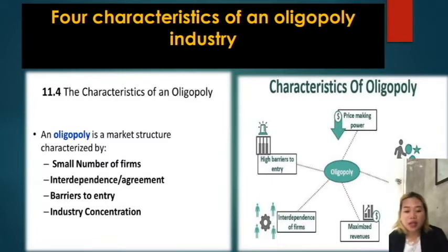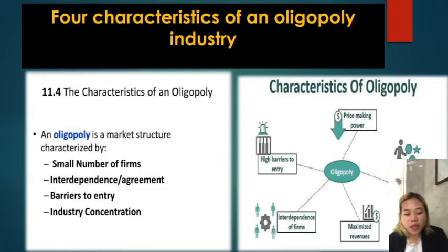The third one is interdependence. Since a few firms hold a significant share in the total output of the industry, each firm is affected by the price and output decisions of rival firms. Firms take into account the actions and reactions of competing firms while determining their price and output levels.